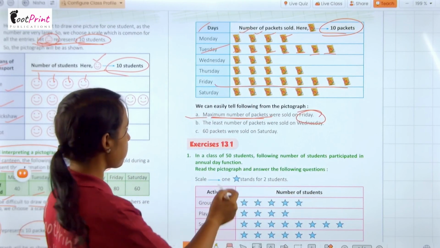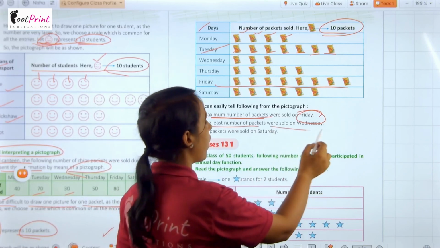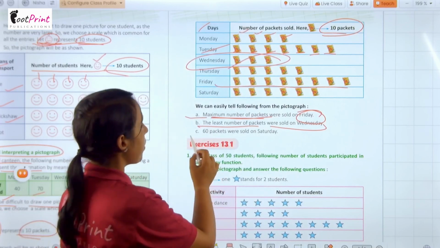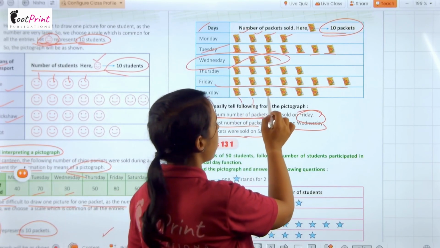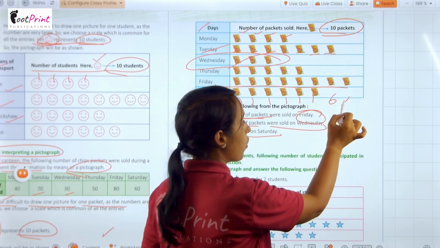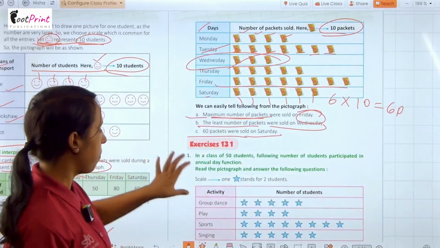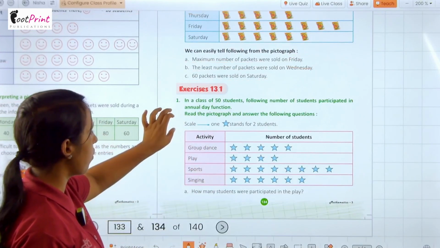Okay, the least number of packets were sold on Wednesday, और सबसे कम Wednesday को सोल्ड हुए हैं. उसके बाद 60 पैकेट्स were sold on Saturday. Saturday को 1, 2, 3, 4, 5, 6 और जो कि शो करते हैं 10 को, तो 60 पैकेट्स सोल्ड हुए हैं. Okay, now we have exercise 13.1 on the basis of this.